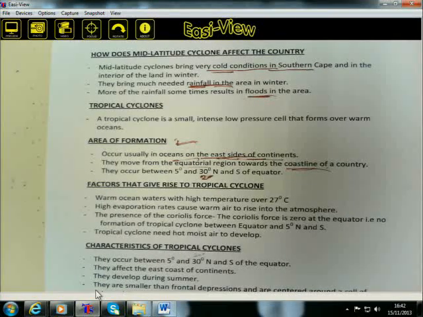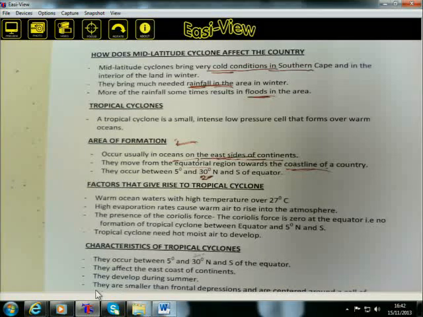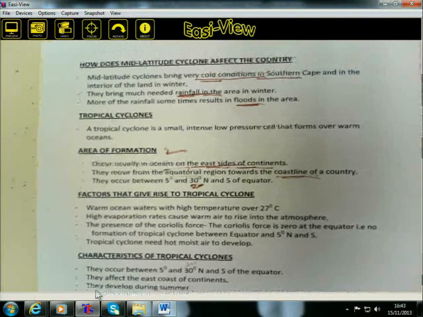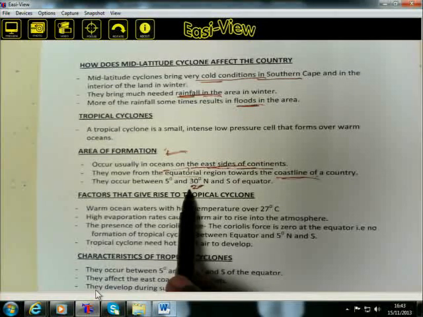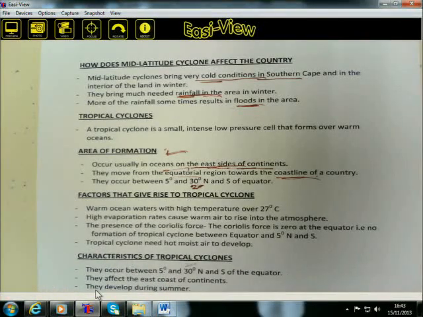The question might say, why doesn't it start at the equator? Why is there no tropical cyclone formation at the equator? The answer is simple. At the equator, the Coriolis force is 0, so there cannot be the formation of a tropical cyclone on the equator. That is why it is between 5 degrees and 30 degrees.